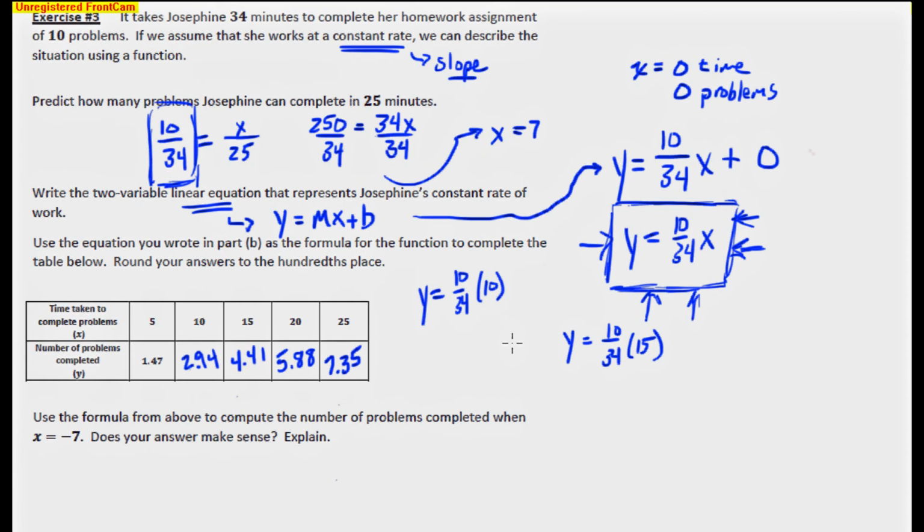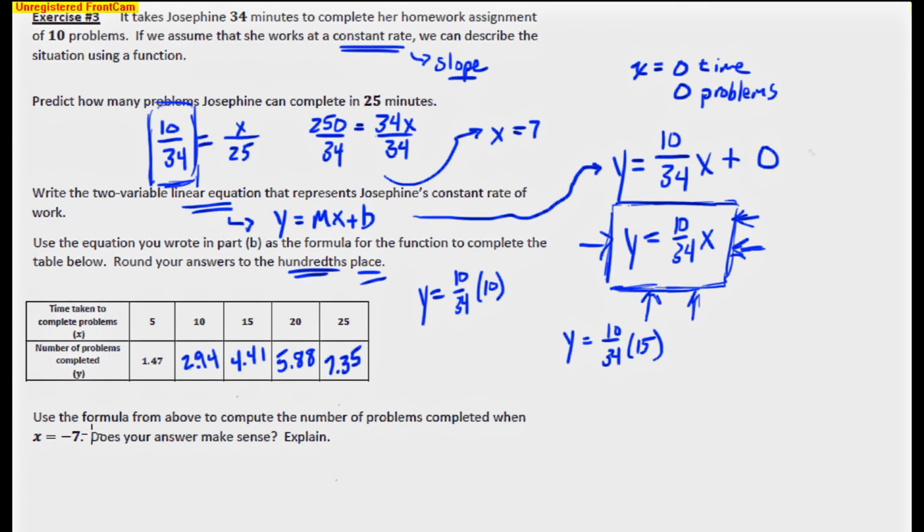Okay, so I plugged the input into this formula for each of them, and here are the answers that I got. Notice it says to round to the hundredths place in these problems. So I did that, and like I said, these are just plug and chug problems. Plug them in for x and figure out what the answer is. Just multiply by 10 over 34. That shouldn't be too hard.